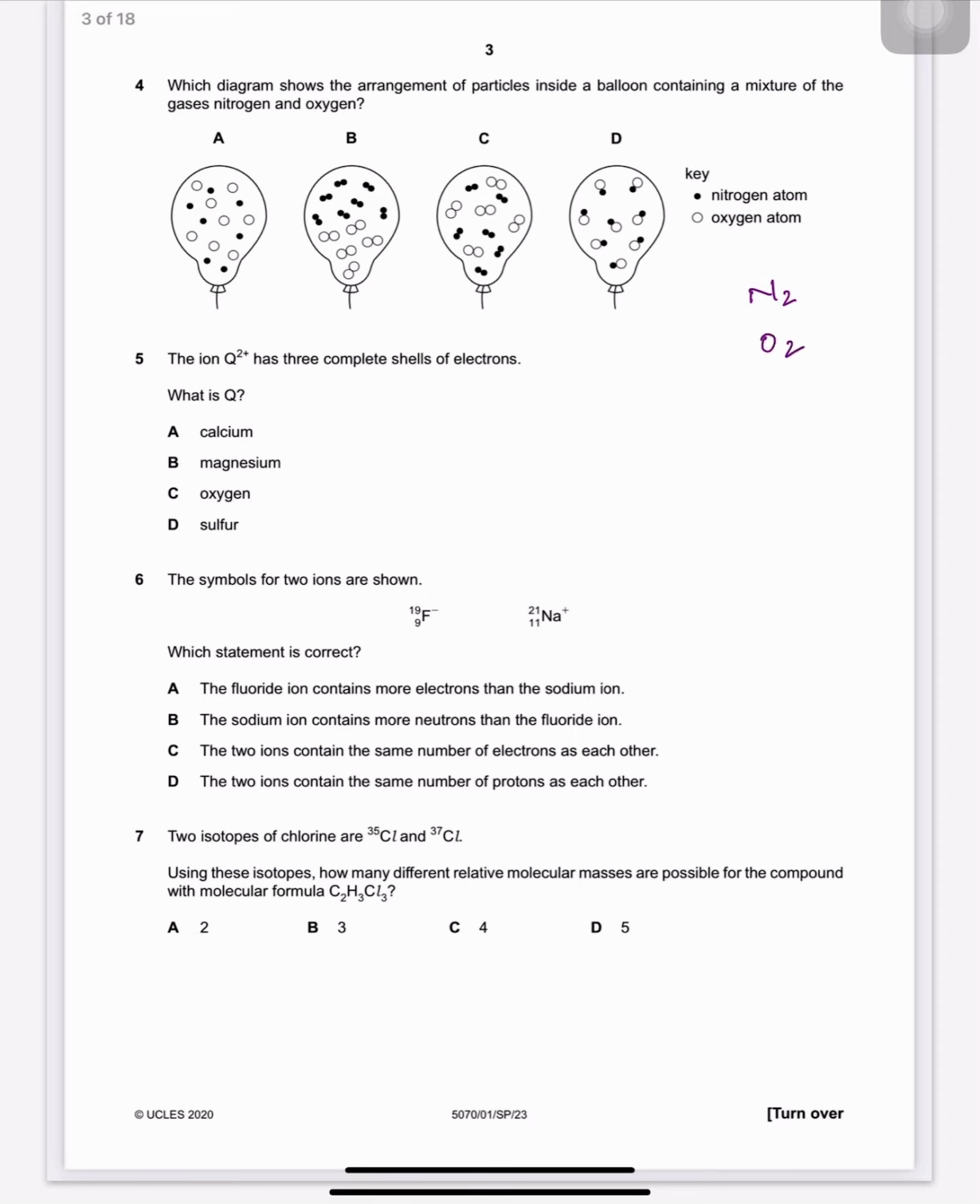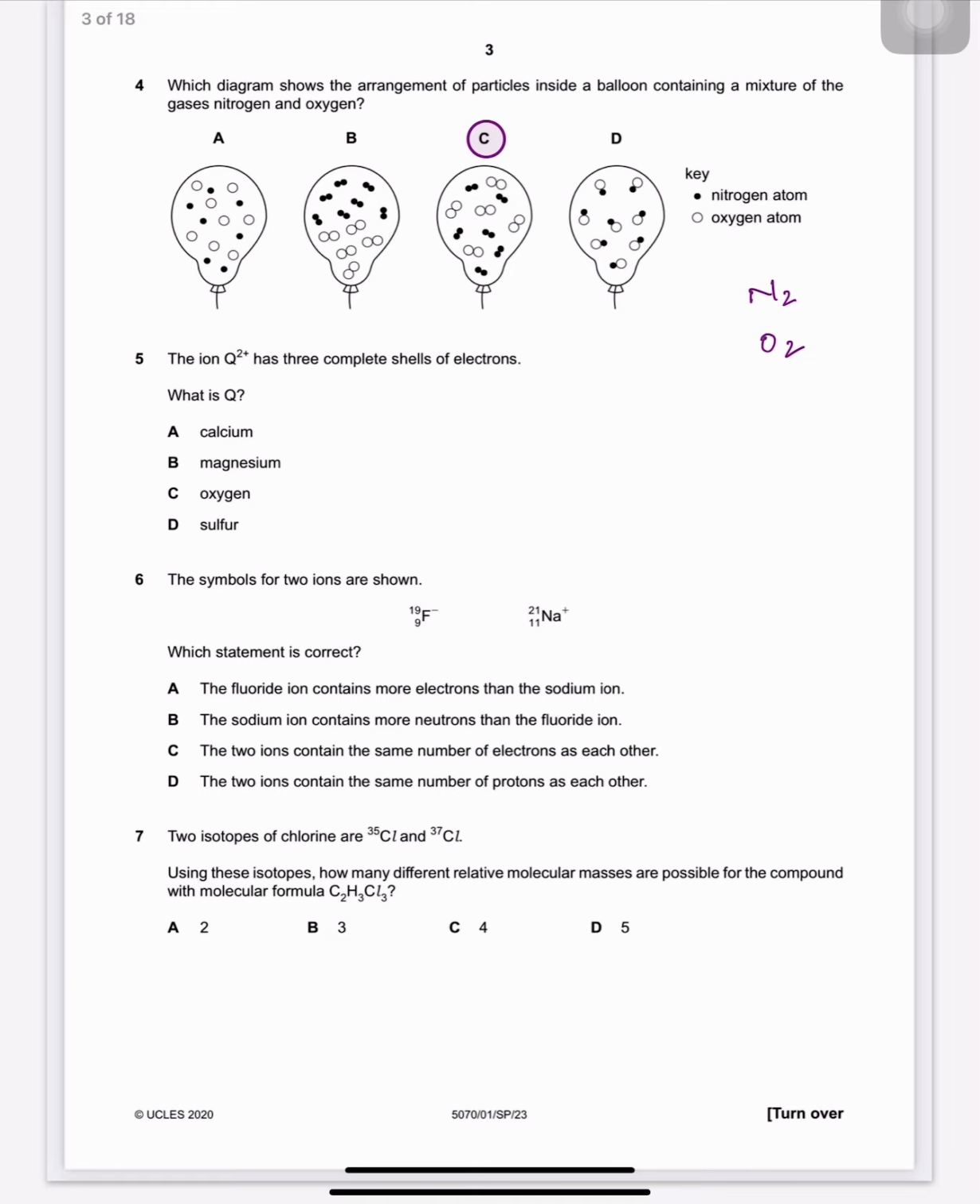It cannot be D. We can see one nitrogen and oxygen atom combined together, so it is not N2 and O2. It is option C basically. Why is it so? Because it is not possible for N2 and O2 to make layers in balloons. So N2 is the formula for nitrogen and O2 is the formula for oxygen. So it is C, where both of them are randomly mixed up with each other.